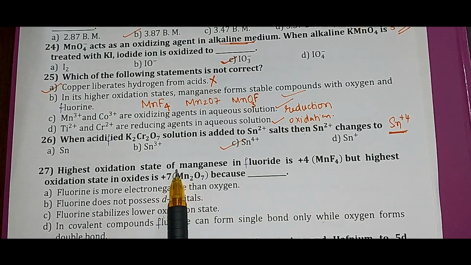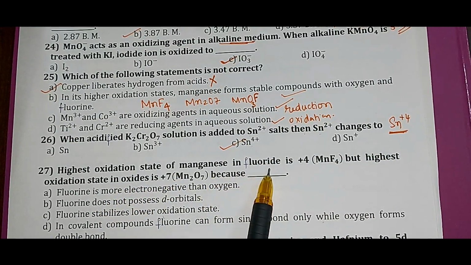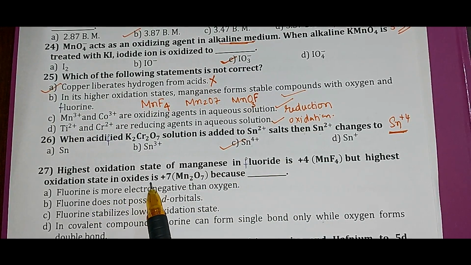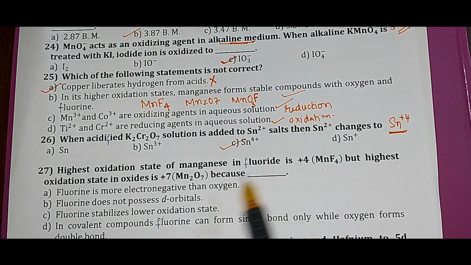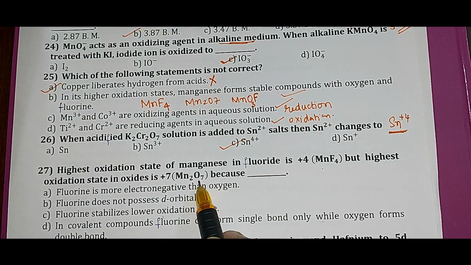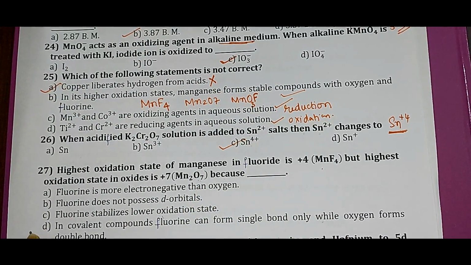Highest oxidation state of manganese in fluoride is plus 4, but highest oxidation state in oxides is plus 7 because fluorine forms single bonds, whereas oxygen has a tendency to form multiple bonds which increases its stability. Hence, the correct answer is option D.